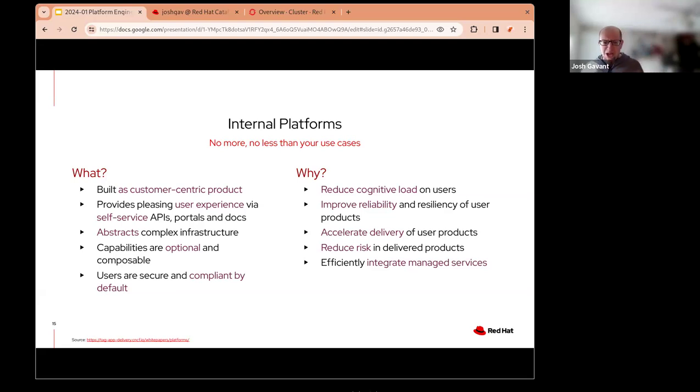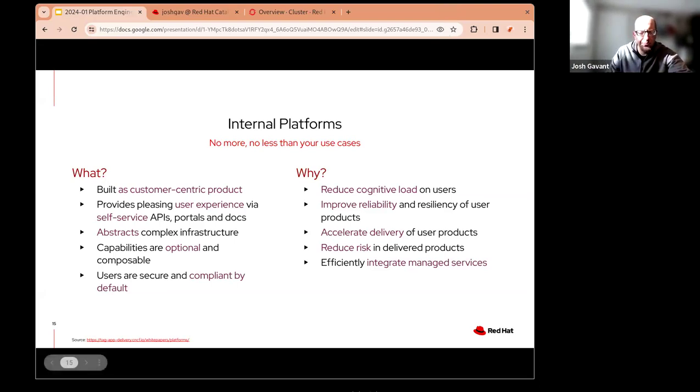The point is here, what exactly goes into an internal platform? It's important to build it as a customer-centric product. It's important to provide that pleasing user experience. A lot of times that means self-service APIs, documentation, making sure you have everything that's necessary for users to succeed. It's important that it abstracts away the underlying infrastructure.